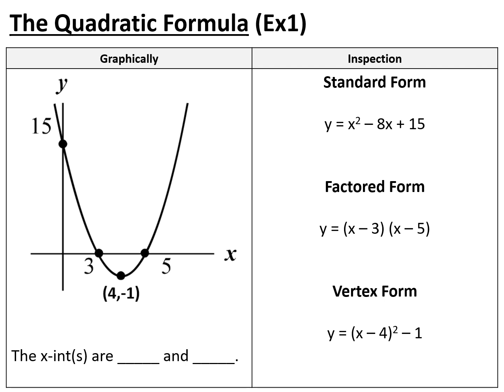In today's lesson, we'll be learning about the quadratic formula. The quadratic formula is used to find the x-intercepts of a quadratic relation. If you're given its graph, it's quite easy to find the x-intercepts. Over here, you can see that the x-intercepts are positive 3 and positive 5.